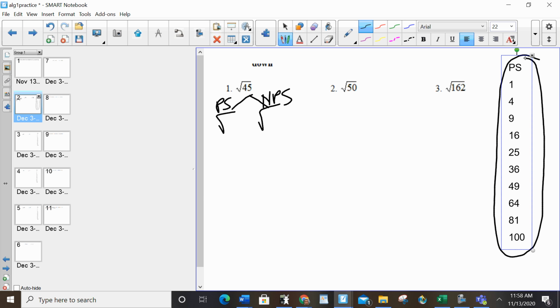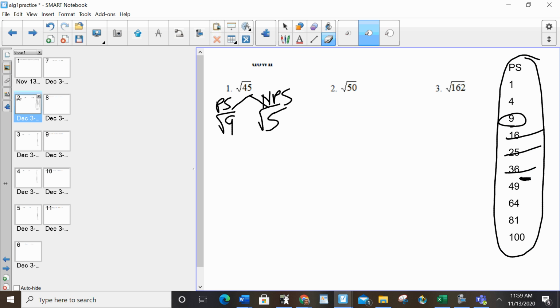So I need to find the largest perfect square that goes into 45. So there's 2 ways to do it. We can do it with the calculator, we can do it without the calculator. Here's how I do it without the calculator. 45 would fall between here and here. Can I divide 45 by 36? No. Can I divide 45 by 25? No. Can I divide 45 by 16? No. Can I divide 45 by 9? Yes. So 9 is my perfect square, and 9 times 5 is 45. That's how I would do it without a calculator.